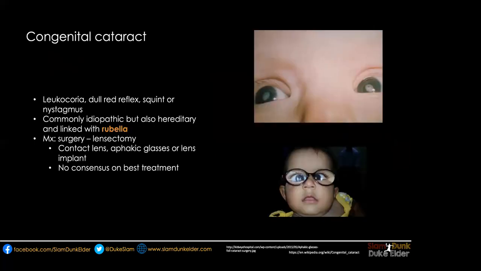Other causes of white pupil, so you have congenital cataracts. These again can be idiopathic, but there's also a hereditary aspect to it. It's also linked with rubella. So you can get the white pupil with dull red reflex, and it can also present with a squint because patients aren't able to see properly through this and they develop a squint with it, or nystagmus.